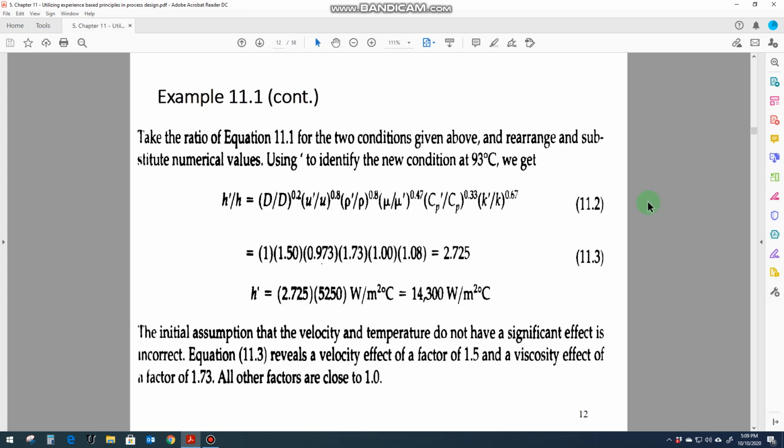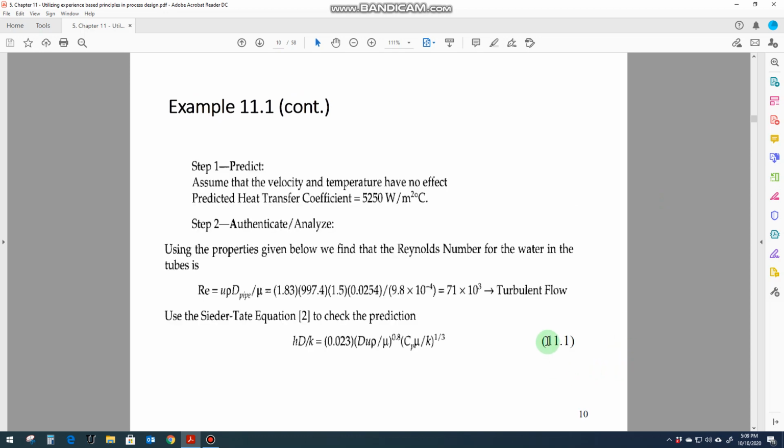Now what you can do here, you can go back here in equation 11.1 and you can rearrange this equation in the form of heat transfer coefficient H. Okay, so you can bring the D here on the right hand side, you can divide it here, and similarly you can multiply the K here in the right hand side, and you can simplify the equation in terms of H. Okay, so H represents the heat transfer coefficient at 21 degrees centigrade.